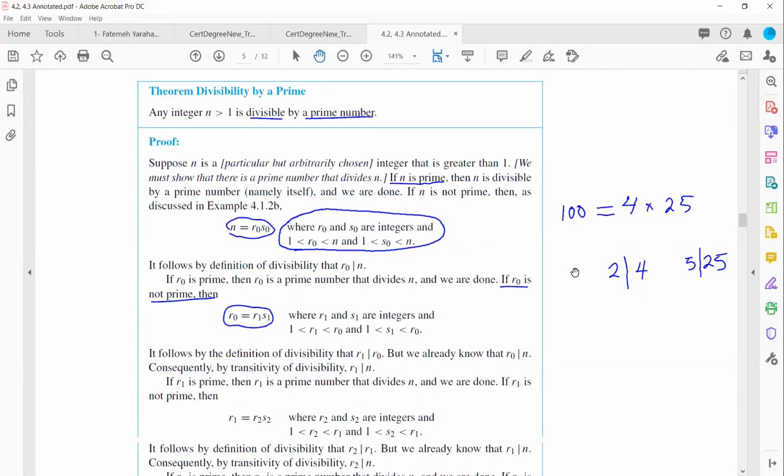You can assume the easiest example possible, like 100, which is the product of 4 and 25. 4 is not prime, 25 is not prime, but we can write 4 as the product of 2 and 2. So it has a prime factor. We can write 25 as the product of two numbers, which is prime. So by keep factoring these numbers, we can eventually find a prime factor.